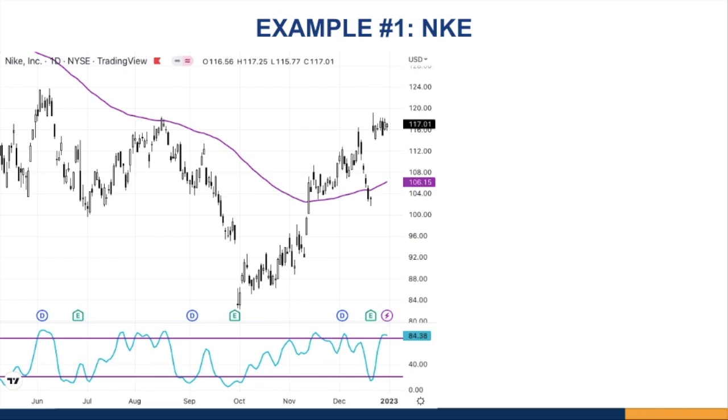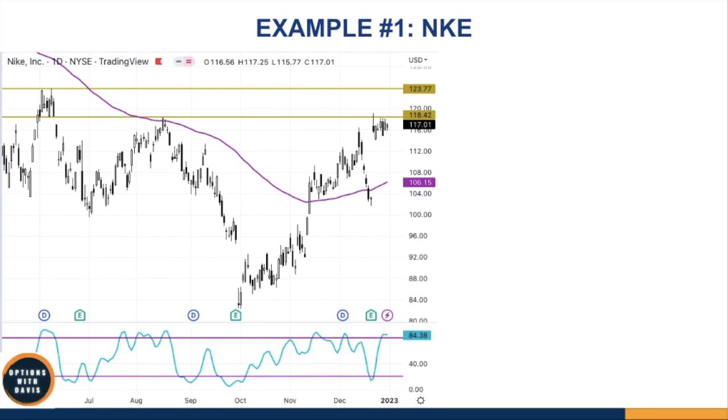Okay, so the very first example for our bear call spread is Nike, NKE ticker symbol. As you can see right here on this chart, the very first thing that we want to look out for is this signal down here. Overbought. Right now it's over the line, it's overbought, it has fulfilled key criteria number 1.